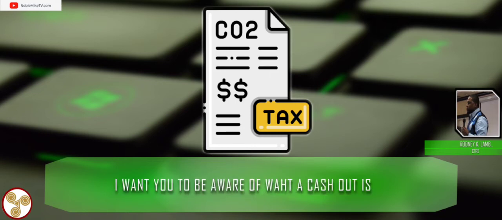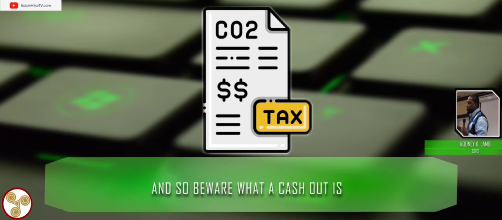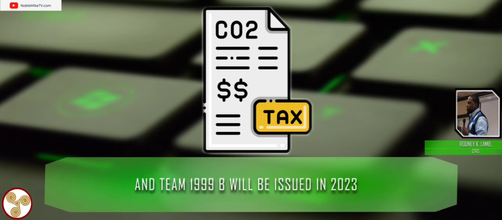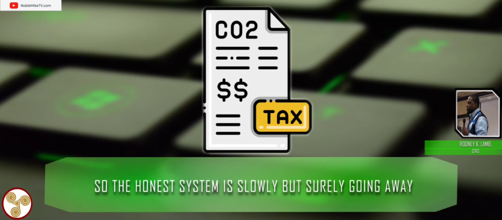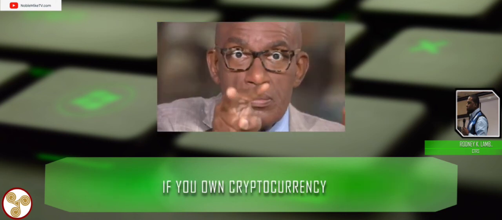I want you to be aware of what a cash out is. Cash out is when you turn digital currency into fiat. And so beware of what a cash out is. And 1099-Bs will be issued in 2023. So the honor system is slowly but surely going away. And so be aware of these things, because the IRS is watching you if you own cryptocurrency.